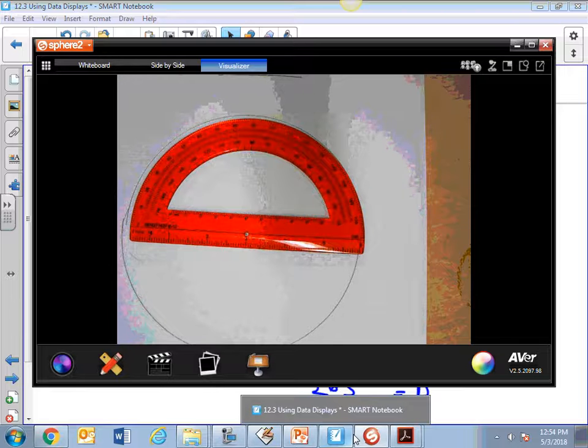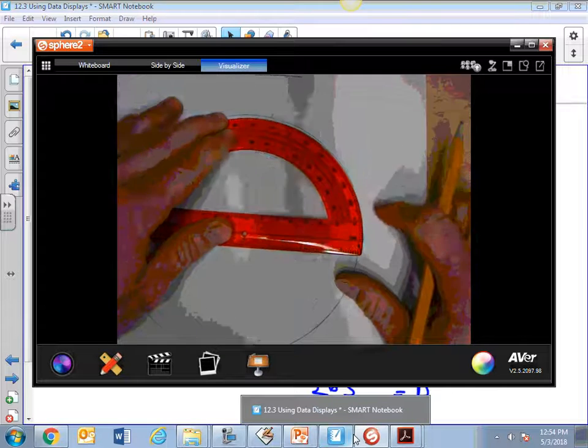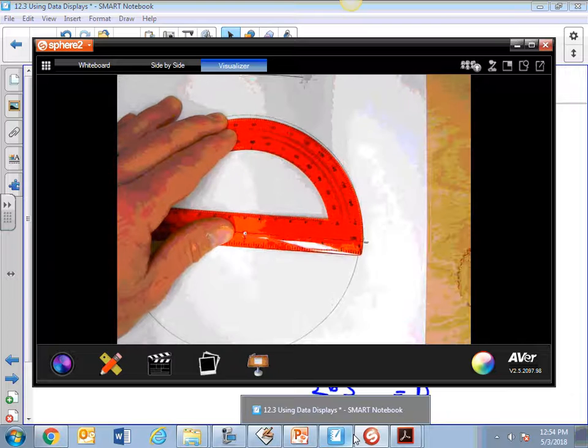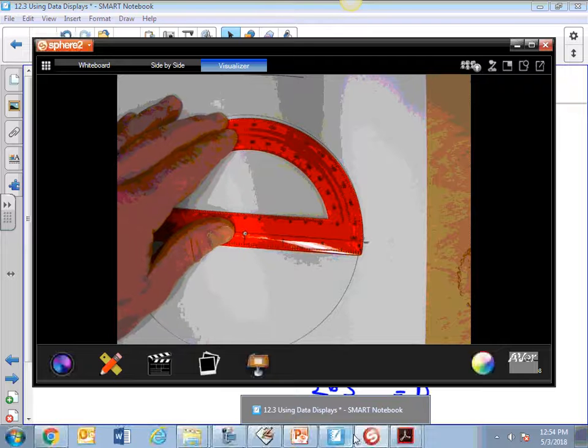Okay, so the next step is you want to designate your center. Okay, so if I'm going to do that, I'm also going to designate this. I'm going to go to the side. I'm going to put a little notch on 180. Okay, so that way I know where to draw my line in when I designate this first measurement.